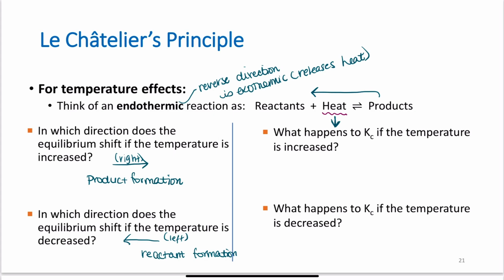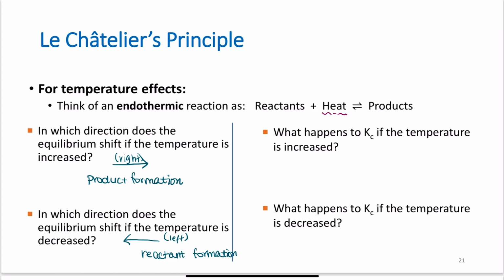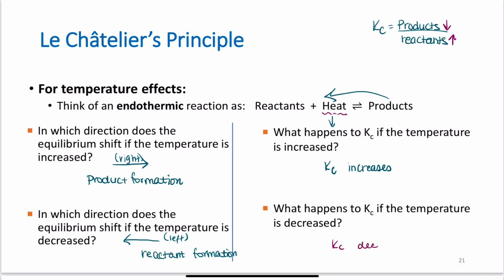What happens to Kc if the temperature is increased? Well, let's think about this. I increase the temperature, which means I make more product. I know Kc is my products over my reactants. I've now increased my numerator and decreased my denominator because some of my reactants are going to react to produce more product. So Kc increases. I have more product than reactant now. And Kc, if the temperature is decreased, if heat goes down, I'm going to form more reactant by consuming some of my product, so my Kc will decrease.